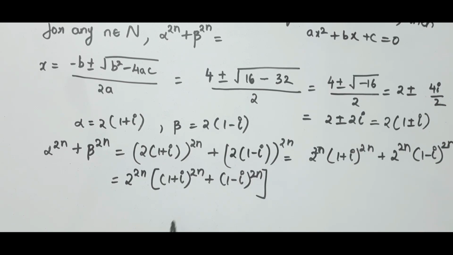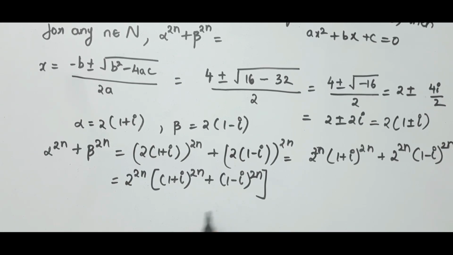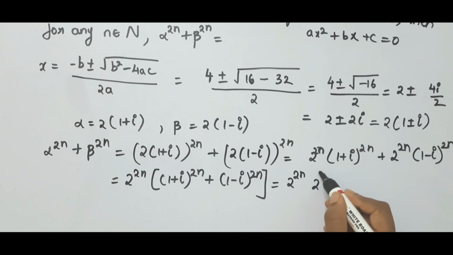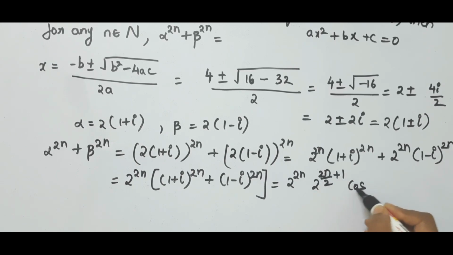So once we got the form of 1 plus i whole power n plus 1 minus i whole power n, we know the shortcut formula which we learnt in the previous video. Is it not? We can easily apply that and get the value for this 1 plus i whole power 2n plus 1 minus i whole power 2n. So this is equal to 2 power 2n. As we studied in the previous video, the value of this will be, in place of n, here it is 2n. Is it not? So 2 power 2n by 2 plus 1 into cos 2n pi by 4.